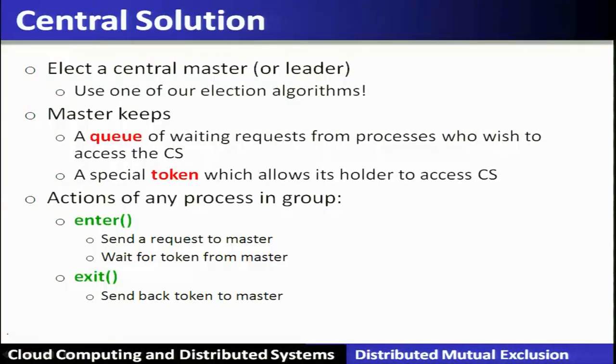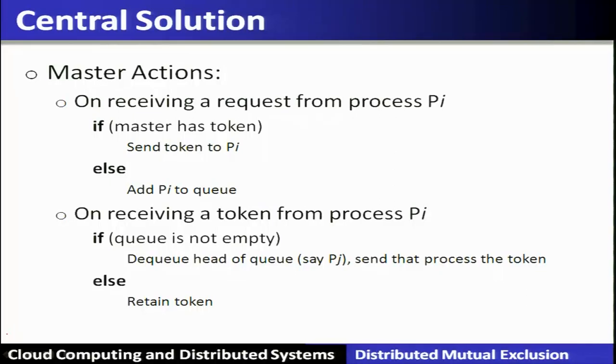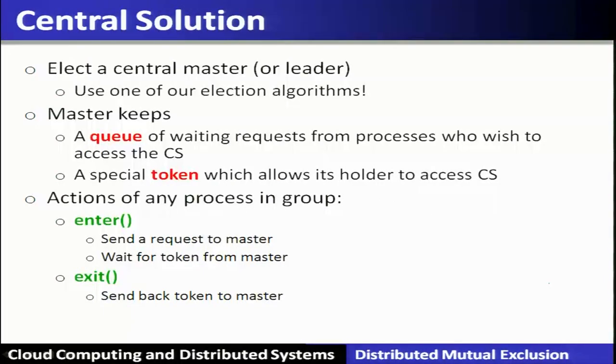So, the actions of any process in a group are, primarily, it will execute an enter. By enter, it means that it will send a request to the master, and then it waits for the response from the master. Once it gets the token from the master, the token allows that particular process, whoever has the token, to enter into the critical section, and once its use is over, it will execute the exit, which is nothing but sending the token back to the master. This central solution solves the mutual exclusion problem in this scenario. Let us see the illustration of this central solution.